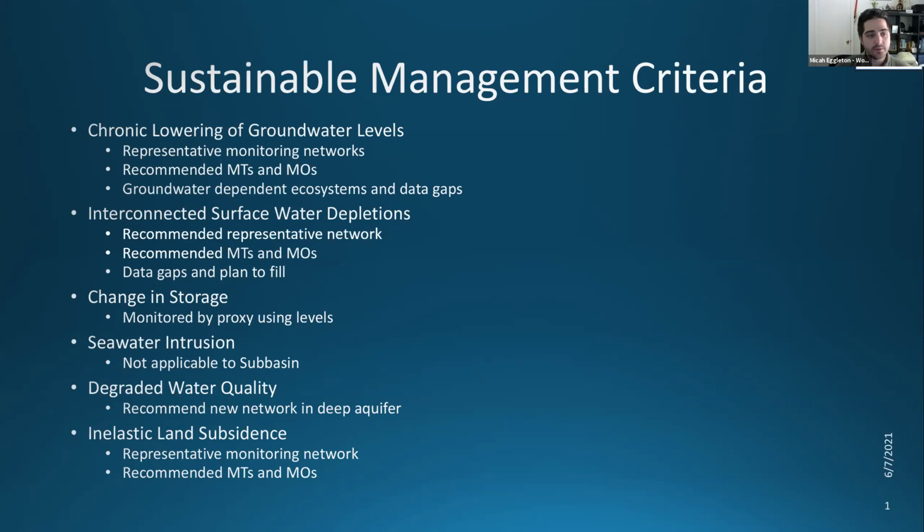So we can start running through this. Again, we're going to touch on all 6 today. Some are not applicable in this basin, so it'll be really easy to breeze through. But we do have levels, interconnected surface waters, change in storage, seawater intrusion, degraded water quality, and inelastic land subsidence.